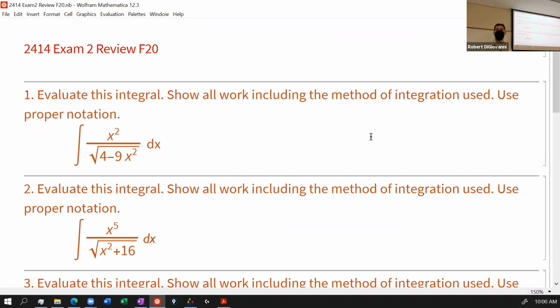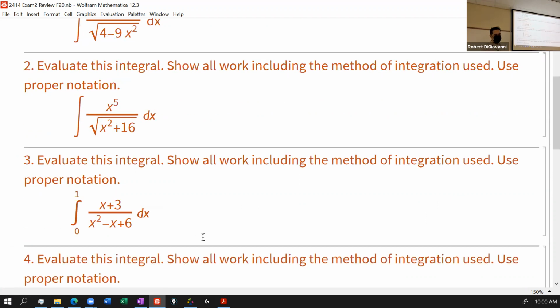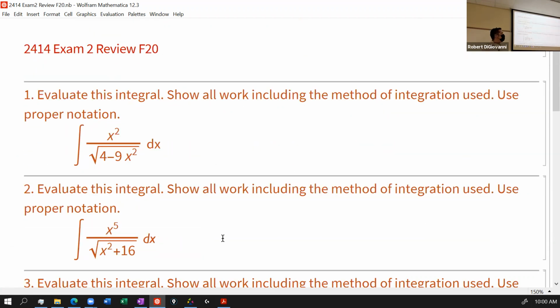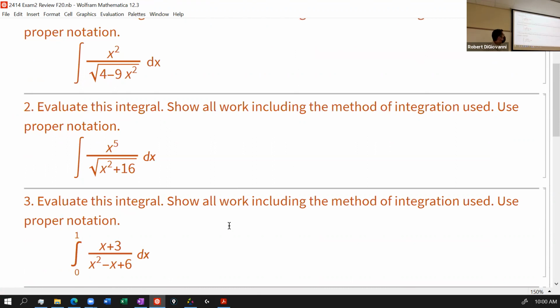Why don't this group try one? Or do you know what? No, hold on. It has the 9 in front of the X squared. We're not ready for that. Everybody do 2. Can you all see it? I'm going to move it up a little bit so you can see. There we go.